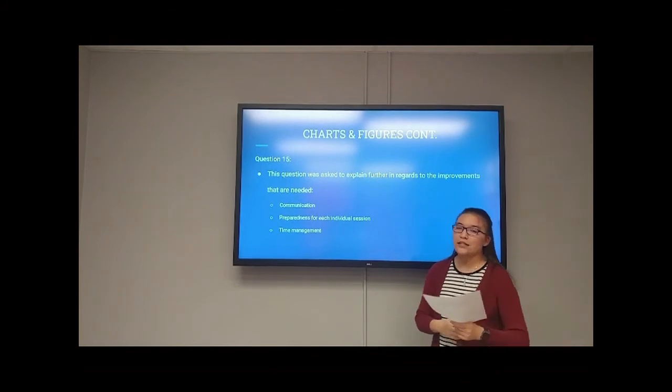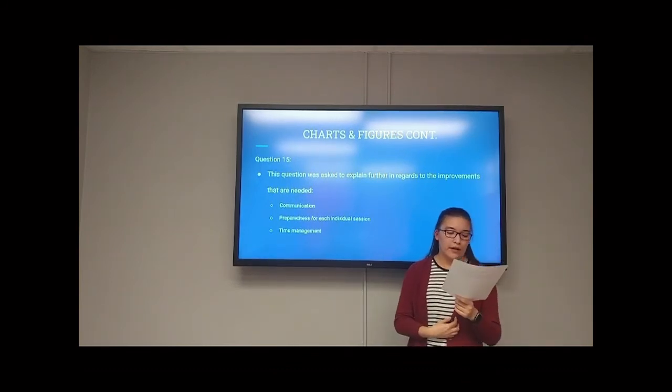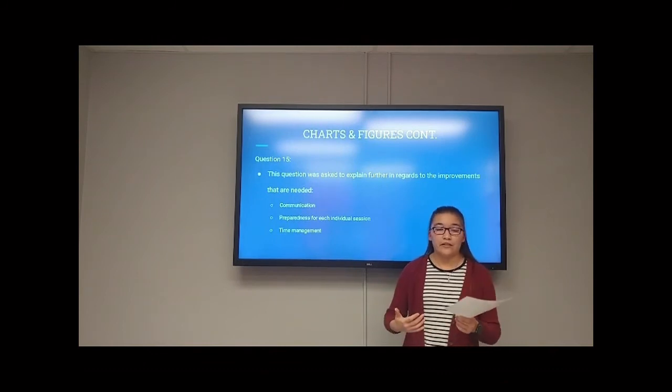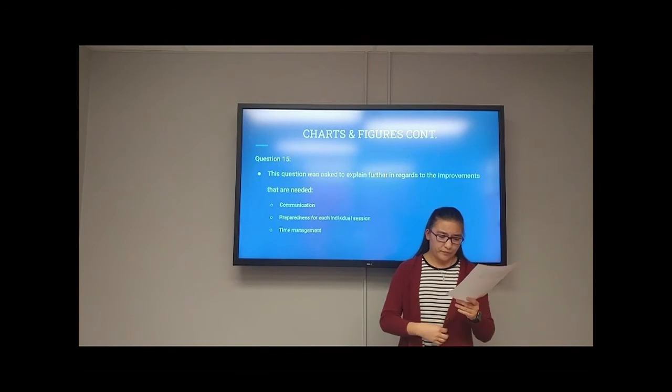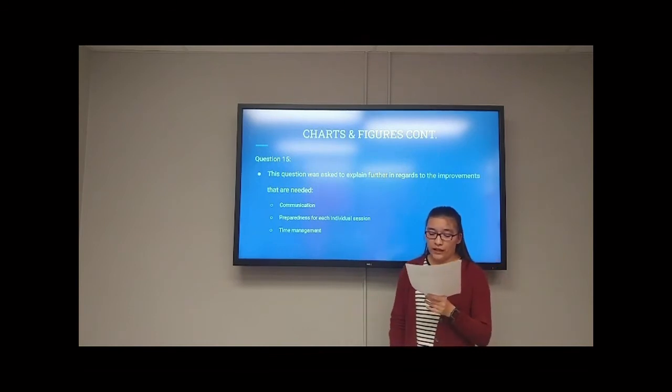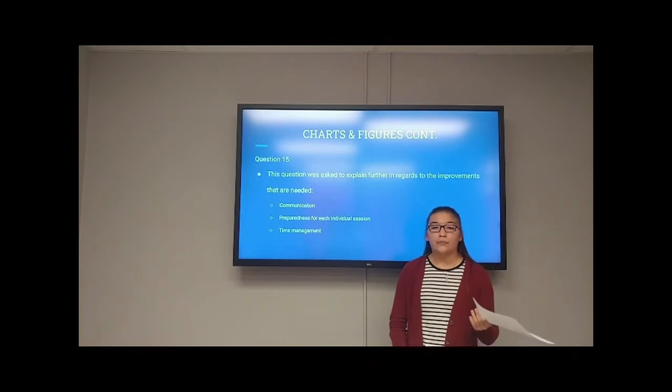For preparedness, it would help for them to communicate better in order to tell them what needs they may need for each individual rider through each individual session, understanding the needs for each session, and being given time to prepare between each session.